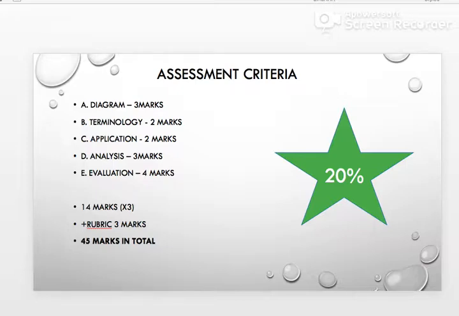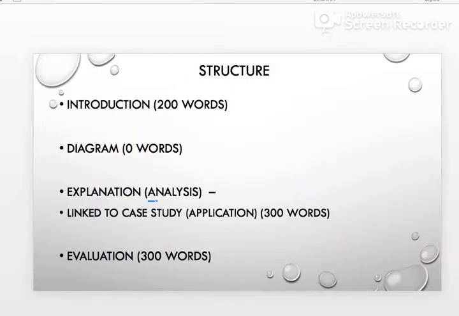The assessment criteria is very important because this is what the teacher and the examiner will use to mark your IA. So there's 5 sections. Your diagram, maybe up to 2 diagrams in your IA, using good economic terminology, applying to the article throughout, your analysis, good explanation and economic theory, and then lastly your evaluation, a massive 4 marks for that. You've got 3 IAs, 14 marks each, and then you've got some rubric marks to gain also. So your total IA will be out of 45 marks.